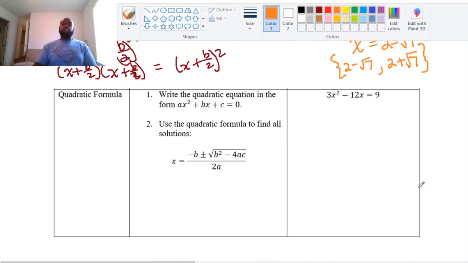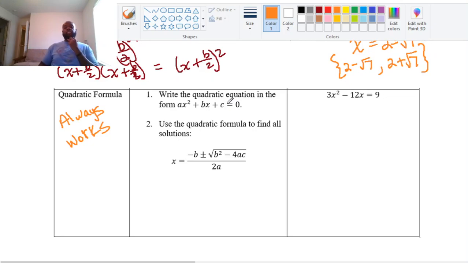Let's go to the last method, which is probably the most popular method. Like completing the square, this method always works because it is actually derived from completing the square. What we have to do to solve our quadratic equation using the quadratic formula is to write the equation in standard form, ax squared plus bx plus c equals 0. So almost the same form as we did when we were factoring. Then we're going to use the quadratic formula to find all of our solutions. Our quadratic formula is given here.